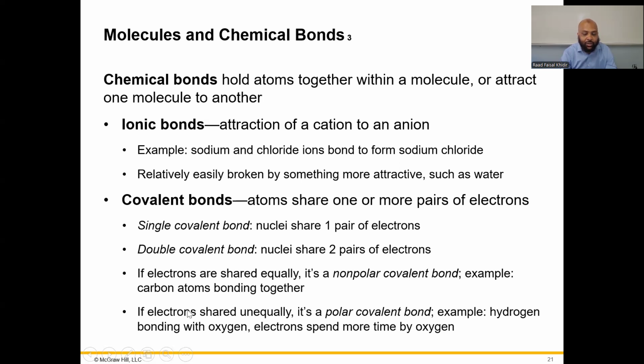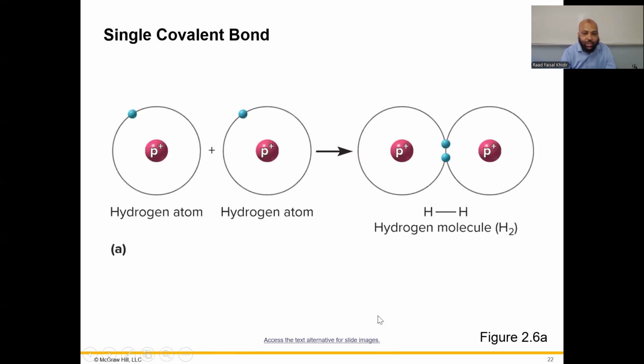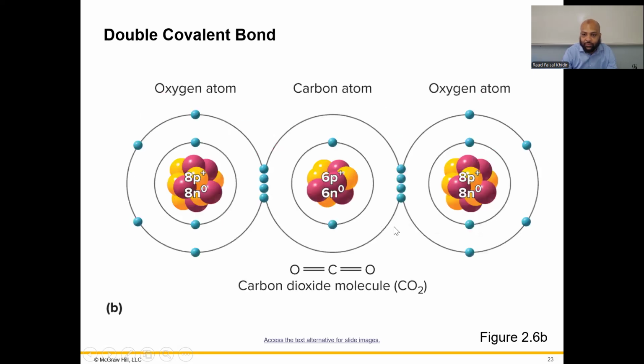So hydrogen bonding with oxygen, the electrons spend more time by oxygen. So let's look at that. This is a single covalent bond. So this is a hydrogen atom and a hydrogen atom, each with one electron spinning. Both of them will join together, and then I will have two hydrogen atoms that are connected with a single covalent bond.